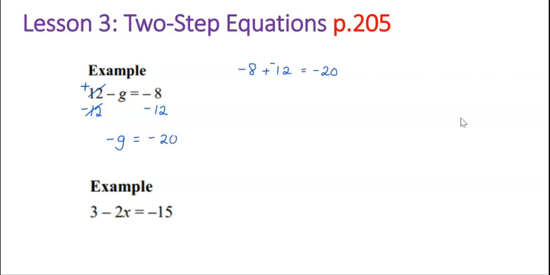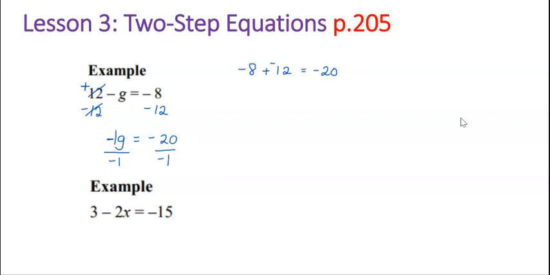And so on the surface, this looks like a one-step equation, but it isn't, because we cannot have a negative variable as a final answer. This is negative G. Well, what does negative G mean? Negative G means negative 1G. That's a coefficient. So we can isolate G, having it as a positive answer, which is what we need, by division. We're multiplying the negative to G, so we're going to divide by negative 1.